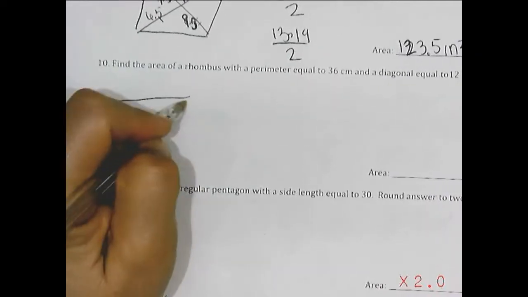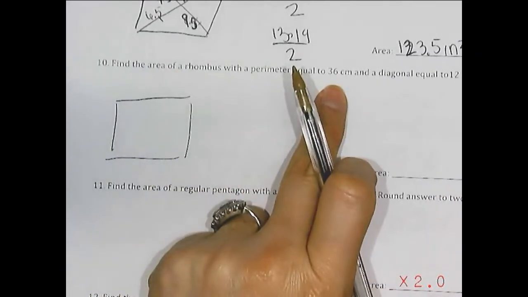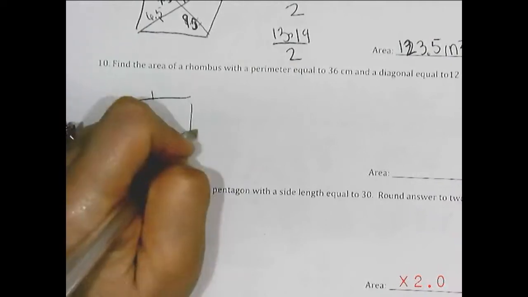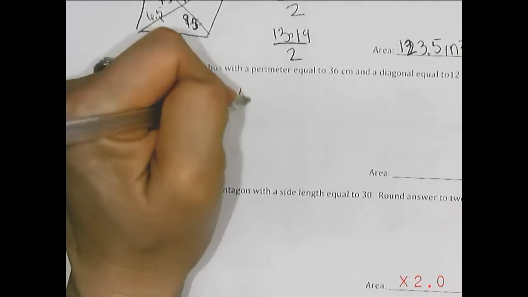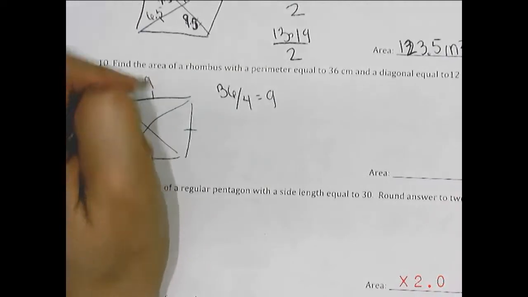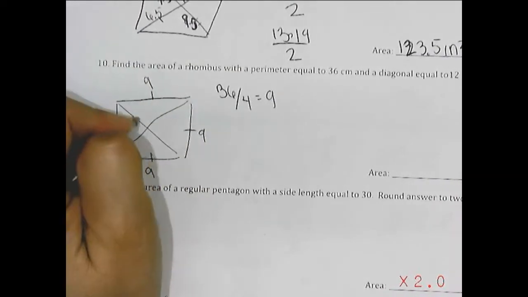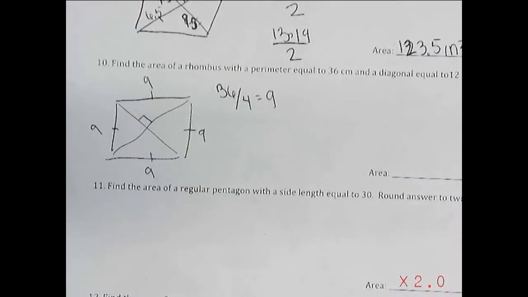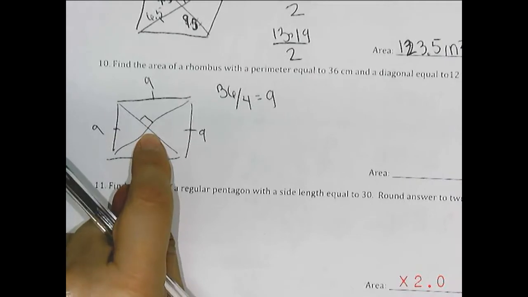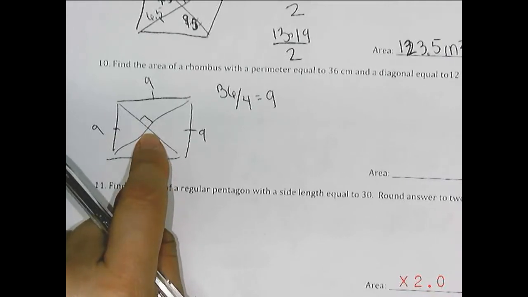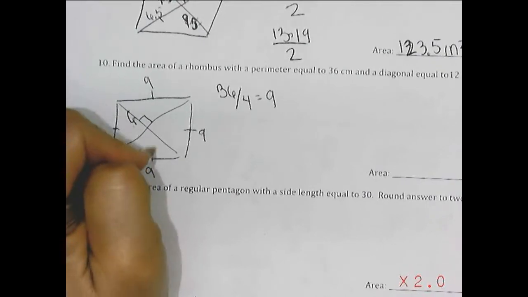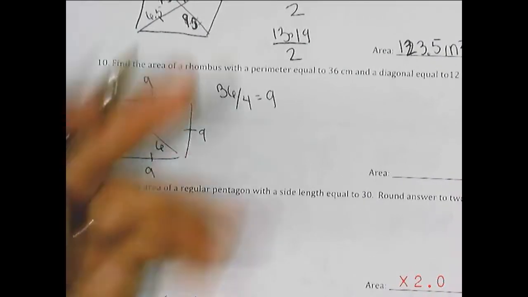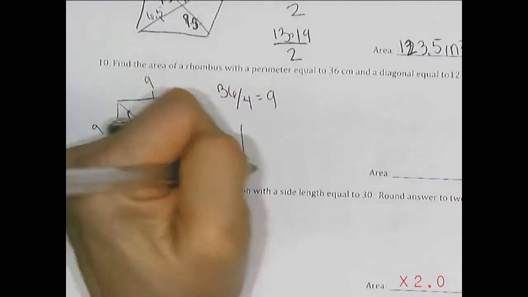Okay, number 10. Here's my rhombus again. It says the perimeter is equal to 36. So remember that in a rhombus, all 4 sides are congruent, so I'm going to do 36 divided by 4, and I'm going to get 9. So I know each side is equal to 9. And the diagonals form a right angle. I know that one diagonal is equal to 12, which means that one piece is 6 and the other piece is 6. So what I have in essence is a right triangle.